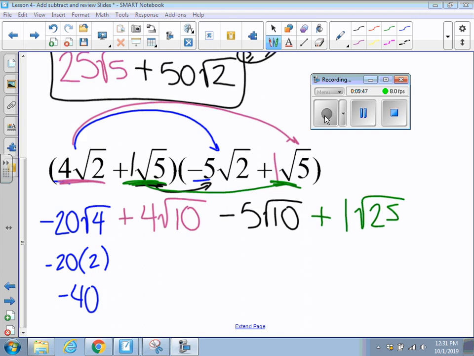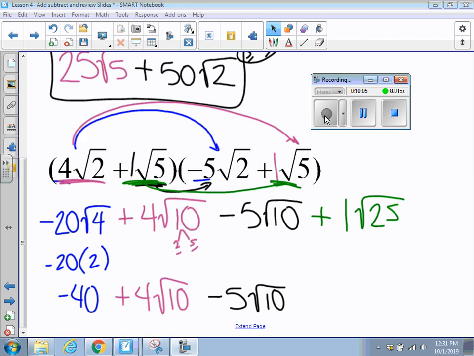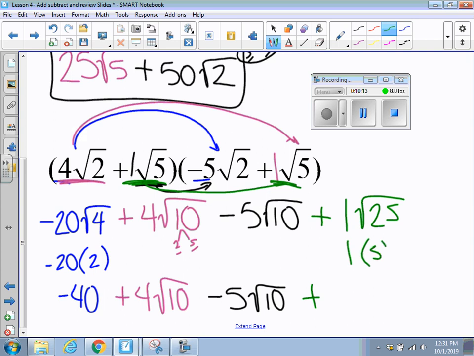So 4 square root of 10, it's my next term. 10 is just 2 times 5. That doesn't break down any further. So 4 square root of 10 is fine. So I'm going to bring down plus 4 square root of 10. So now I've got minus 5 square root of 10. Well, again, we know square root of 10 doesn't break down any further, so I'm just going to bring down minus 5 square root of 10. And now I've got 1 times the square root of 25. Well, the square root of 25 is 5. And 1 times 5 is 5.